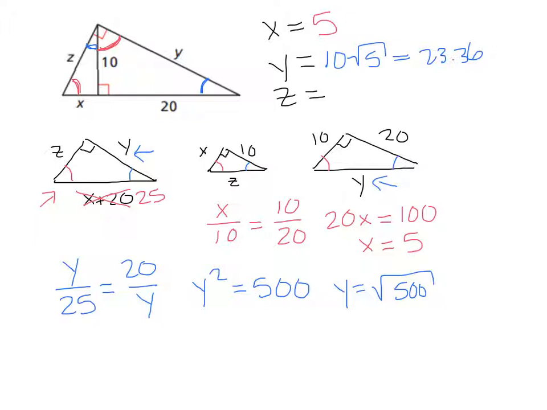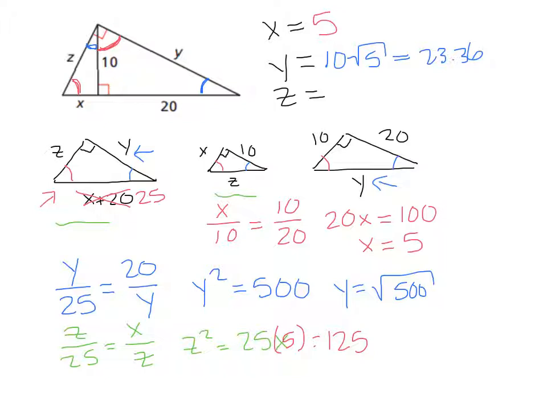Alright, now let's go ahead and look for our z, and then we will be all done. I'm looking that I have z in the first triangle and the middle triangle. So I know that z over 25 is equal to x over z. So I know that z squared is equal to 25x. However, we know that x is 5, so we can replace that with a 5. And we can say that z squared equals 125. What this tells me is that z equals the square root of 125, which can be simplified just a little bit by pulling out the 25. And we get 5 times the square root of 5, or the decimal approximation of 11.18.